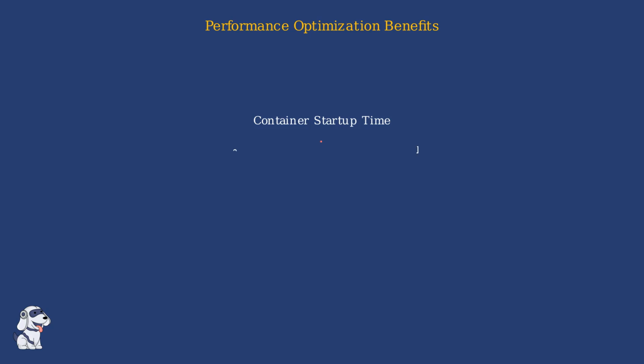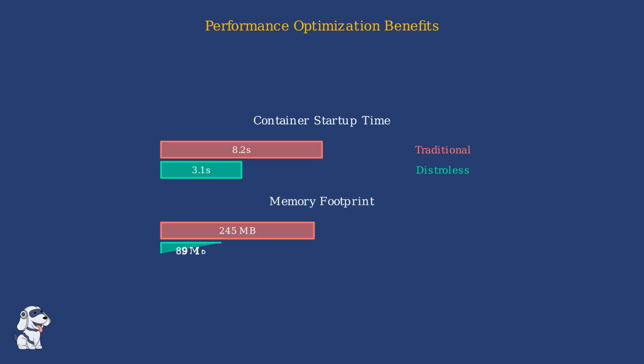Container startup times are significantly improved with distroless images, reducing from over 8 seconds to approximately 3 seconds due to the elimination of unnecessary initialization processes. Memory consumption is also substantially reduced, with distroless containers requiring approximately 89 megabytes compared to 245 megabytes for traditional implementations, enabling more efficient resource utilization.